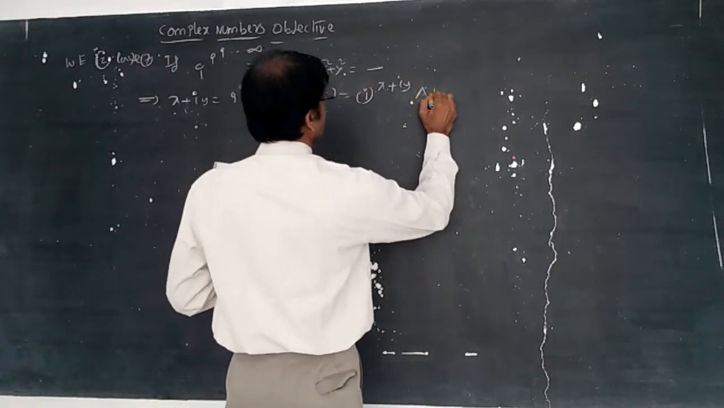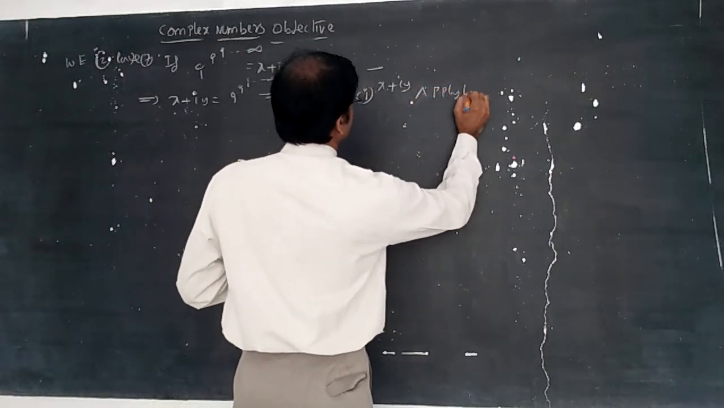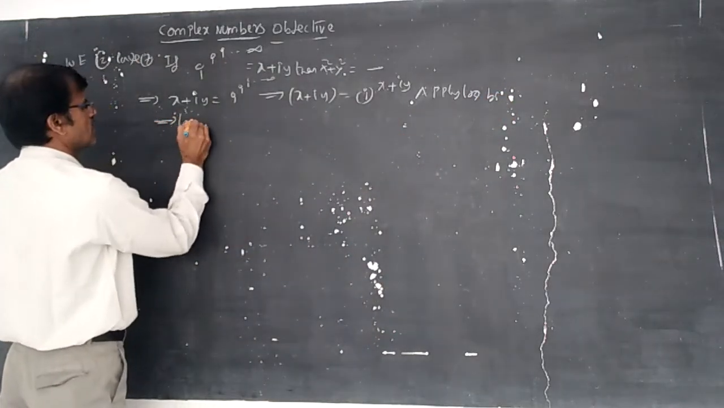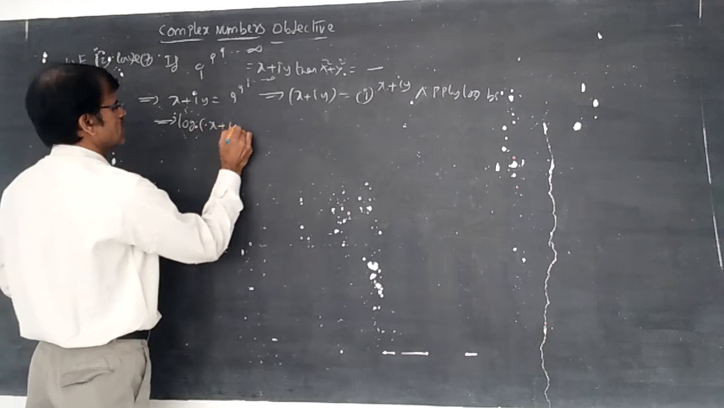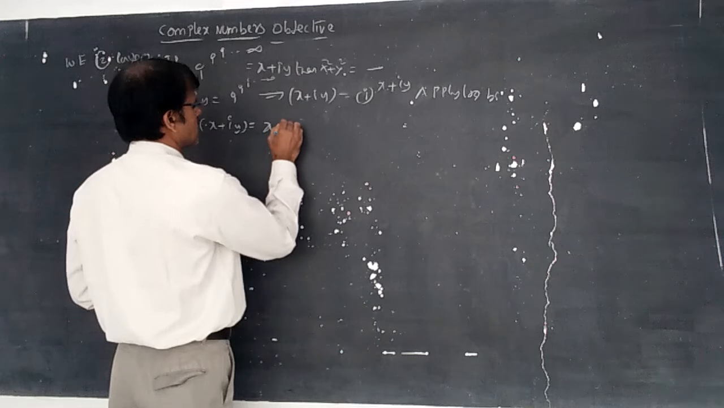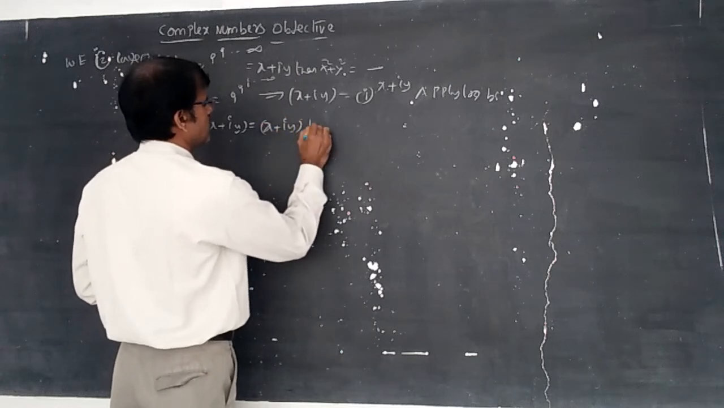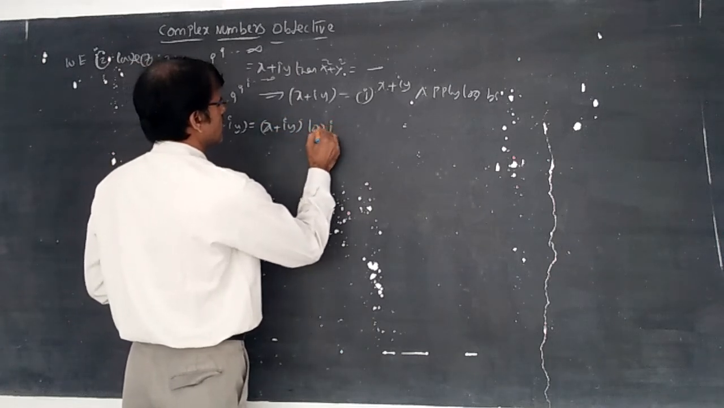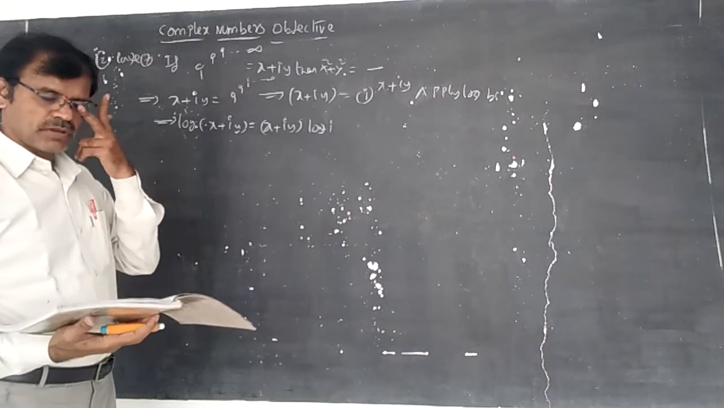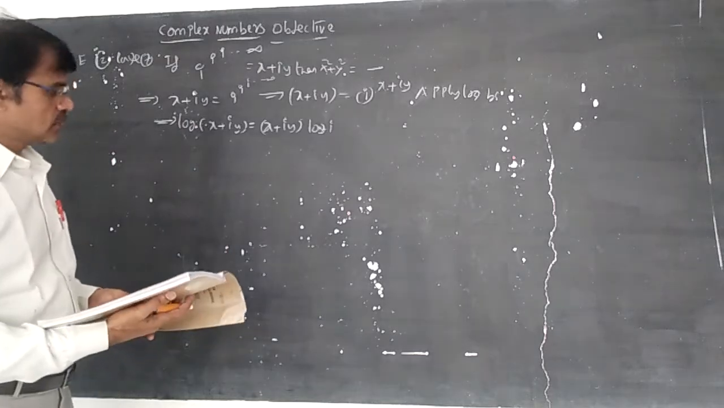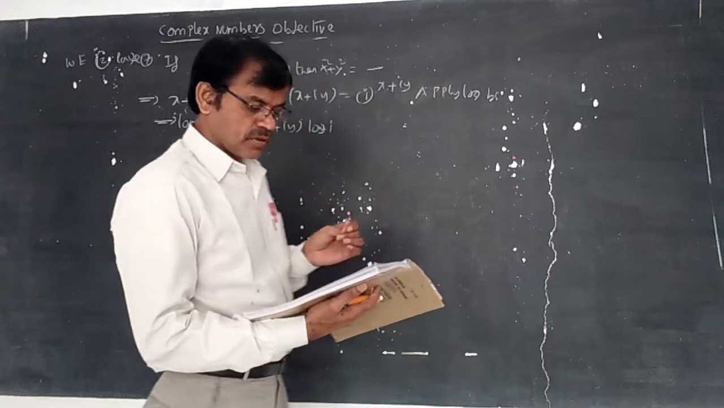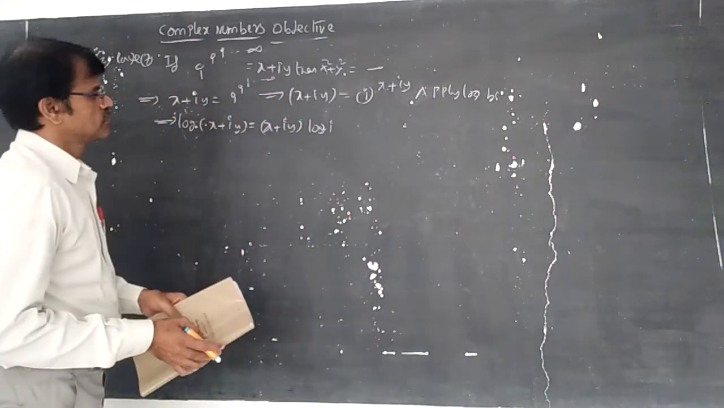Now apply log on both sides. Applying log on both sides, that implies logarithm of x plus iy is equal to x plus iy into log i. Log i can be written as i pi by 2.